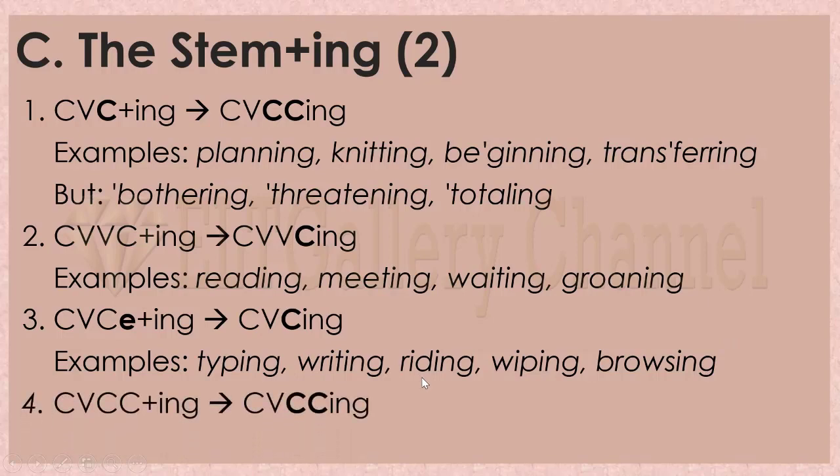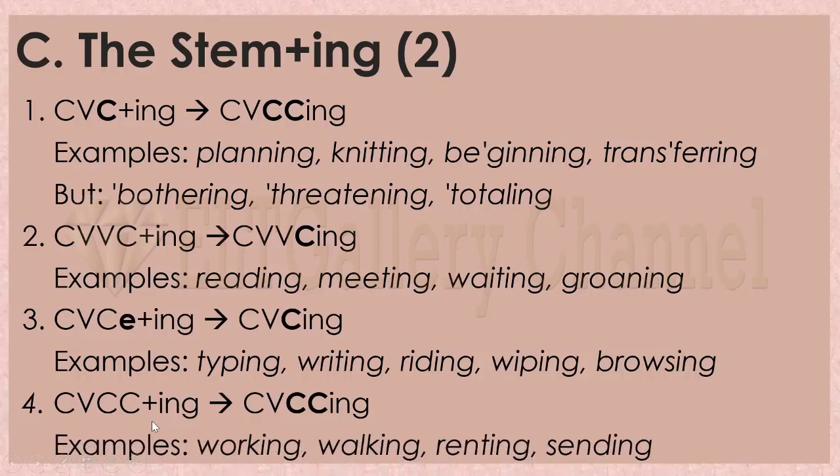And then we have double. If we have a syllable like this one, with consonant and consonant, if you have two consonants at the end, then we don't need to double the consonant because we've got two consonants over here: working, walking, renting, and standing. We only add the ing form.